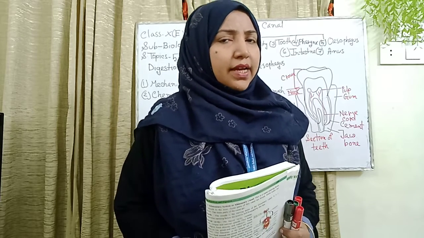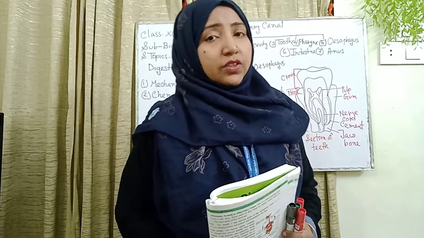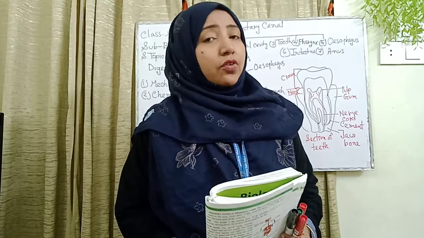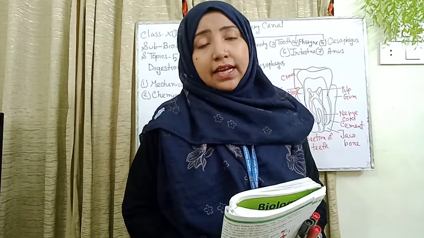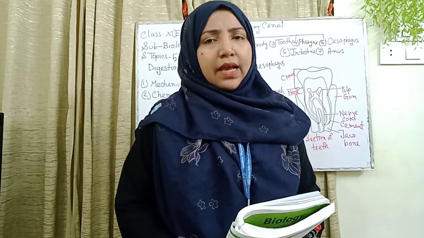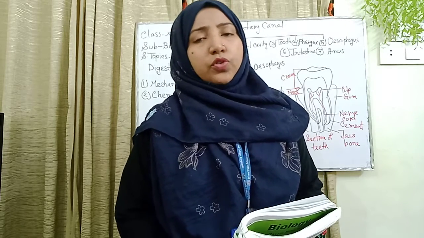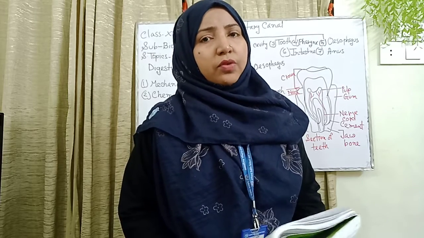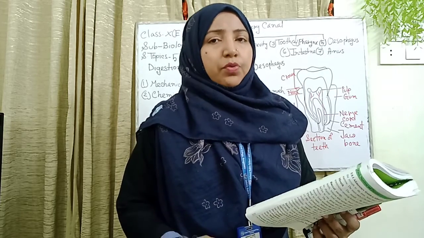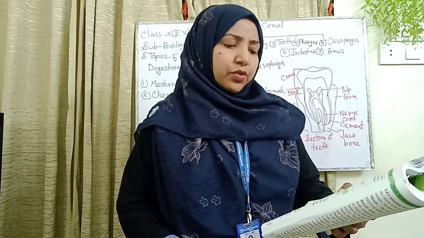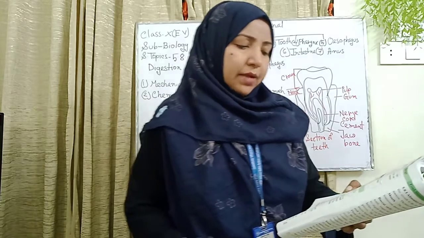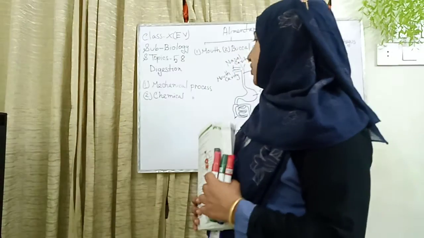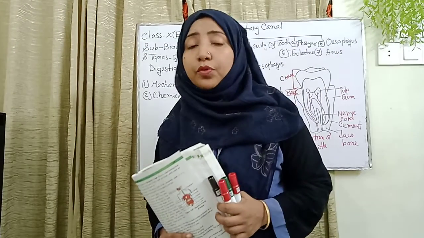But most of the time, foods are taken as complex organic compounds, and the body cells are unable to absorb these. For absorption, the food must be in a simple, easy form. Therefore, food substances are processed to become absorbable in two ways: the mechanical process and the chemical process.